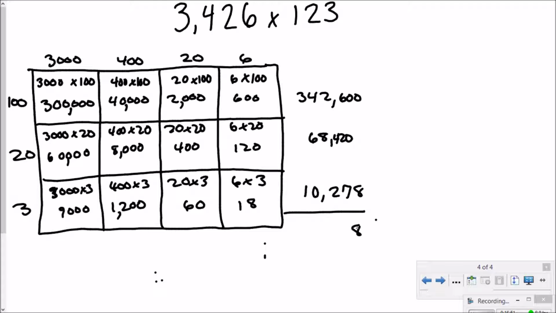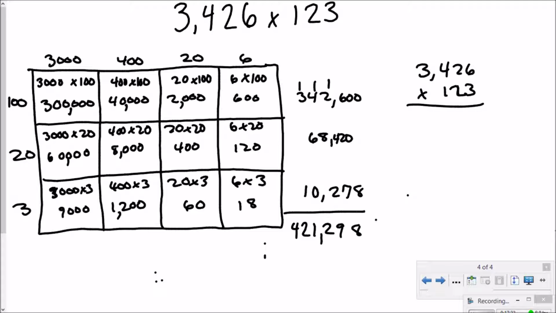8, 9, 2, carry 1. 1, carry 1. And then we have 2, carry 1. And our answer should be 421,298. Now, let's try the standard algorithm over here on the side, and we'll use it as a method of verification.